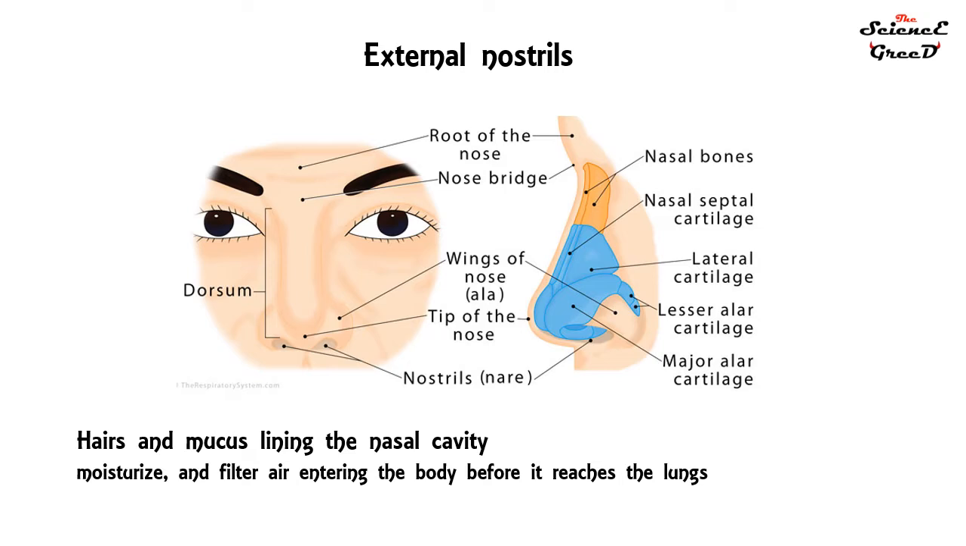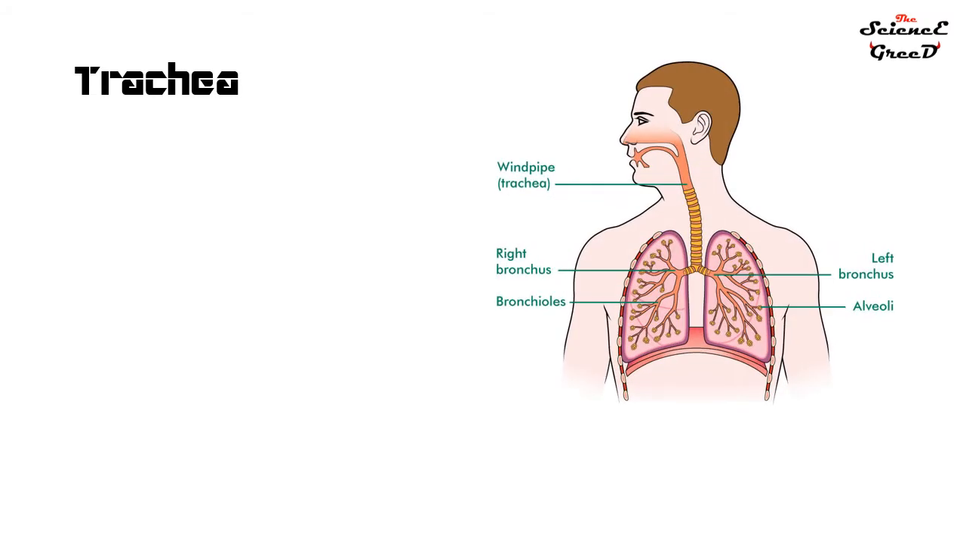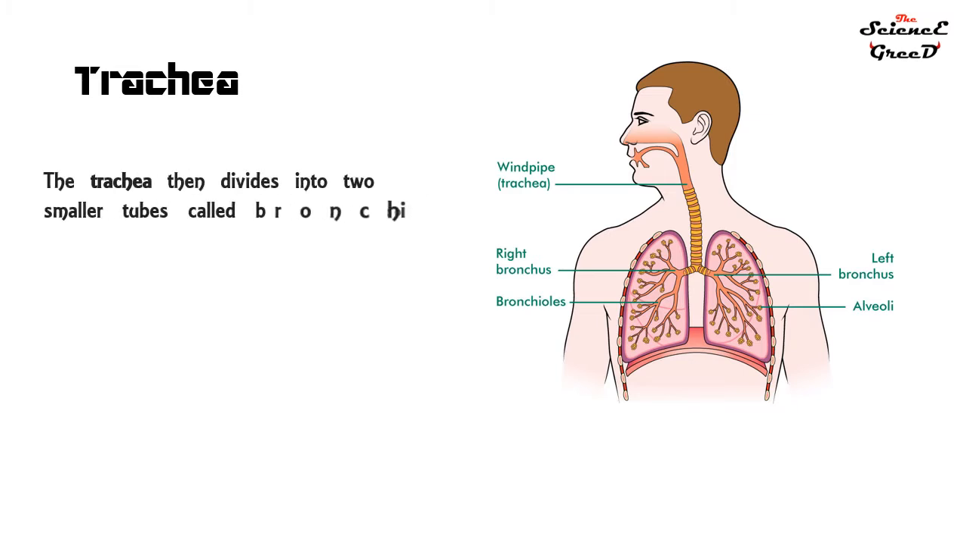Trachea, colloquially called the windpipe, is a cartilaginous tube that connects the pharynx and larynx to the lungs, allowing the passage of air, and so is present in almost all air-breathing animals with lungs. The trachea extends from the larynx and branches into the two primary bronchi. The trachea then divides into two smaller tubes called bronchi, one bronchus for each lung.